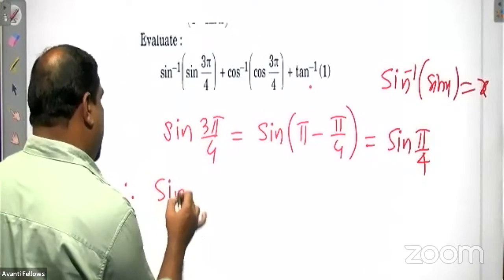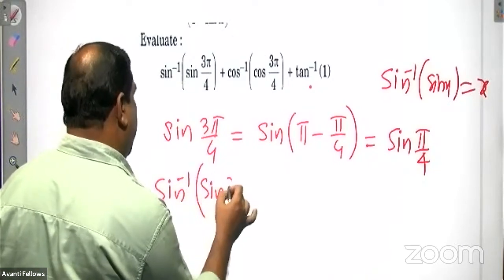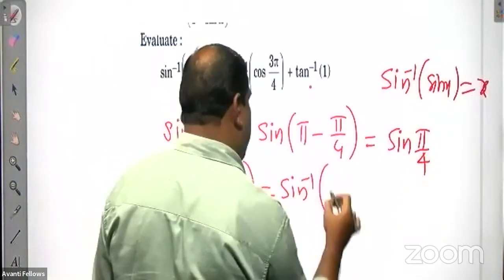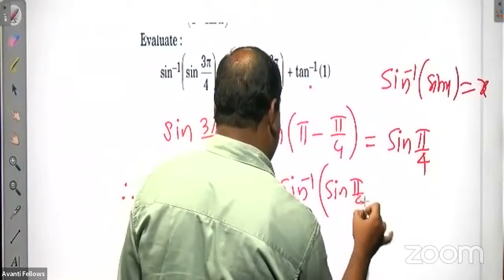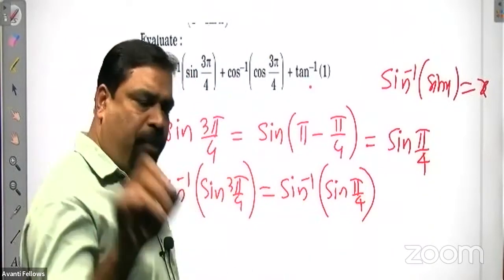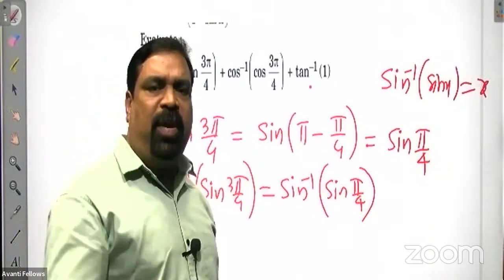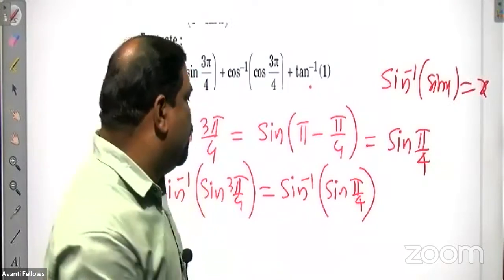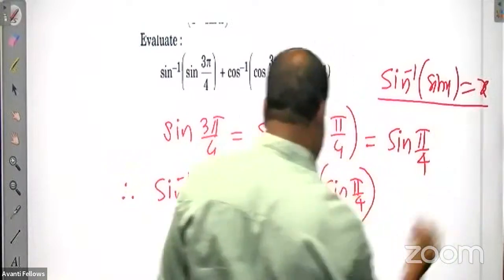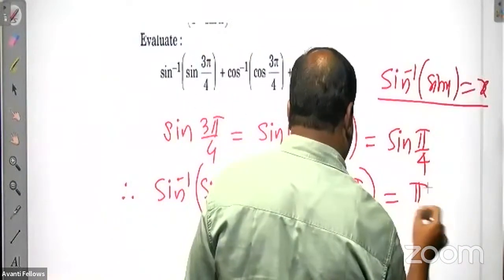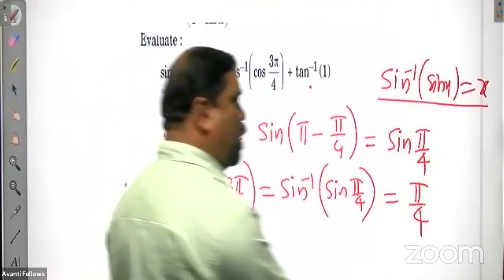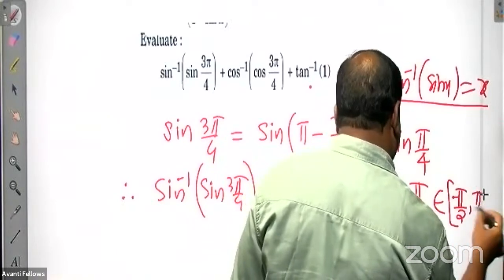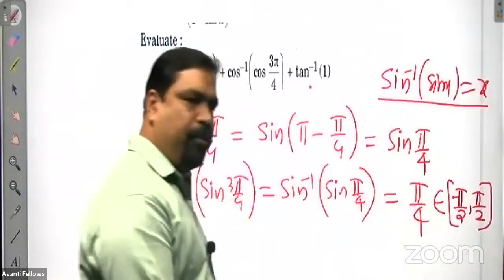Therefore sine inverse sine 3 pi by 4 becomes sine inverse sine pi by 4. Isn't it? And you know that pi by 4 belongs to the principal value branch of sine inverse. Pi by 4 is in that particular branch. So we can apply that property, sine inverse sine x equal to x. That means this must be equal to pi by 4. Very clearly, pi by 4 belongs to the principal value branch of sine inverse x.